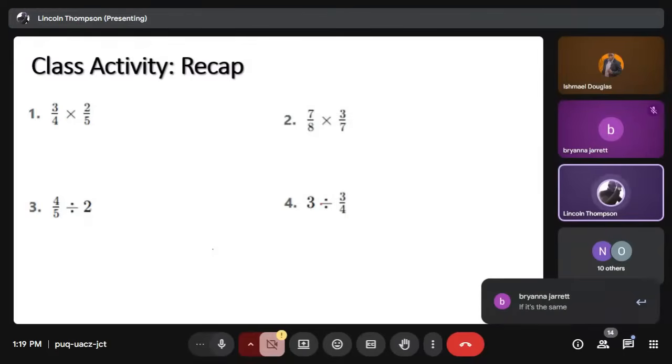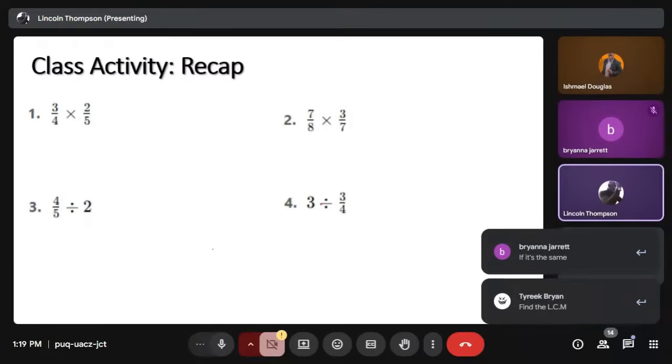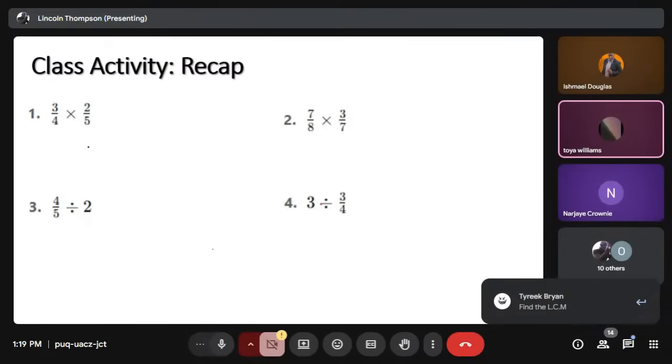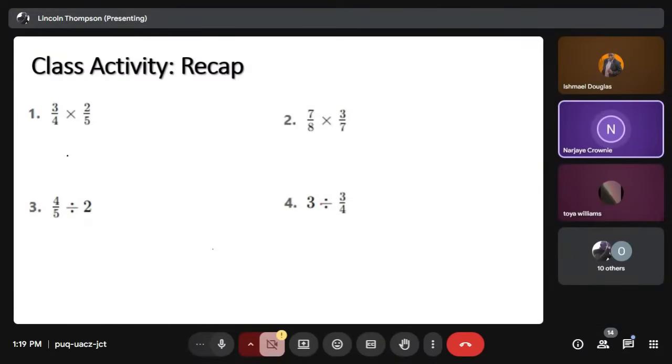How do we multiply 3/4 and 2/5? What I would do is multiply the denominators first. So what I know is 4 times 5 is 20, and then we can multiply the numerators, 3 times 2, and that would be 6. Okay, so you're saying 20 and 6, right? To get the answers.